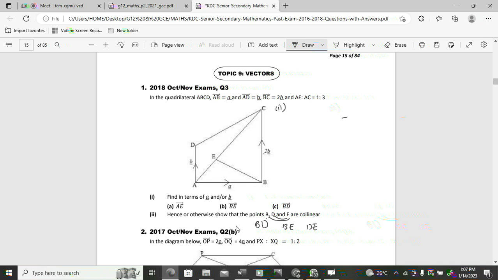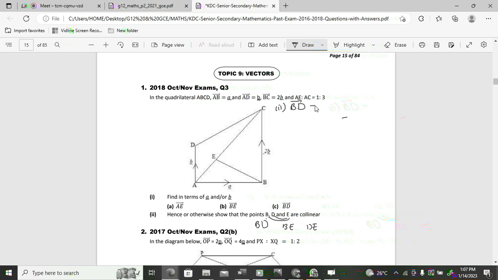Of course, when you're talking about being collinear, you can also do it in coordinate geometry. You're going to find the gradient, and the gradients are supposed to be equal. Now here we can't find the gradient. So find BD, find DE, and then find BE. So let's start with BD.